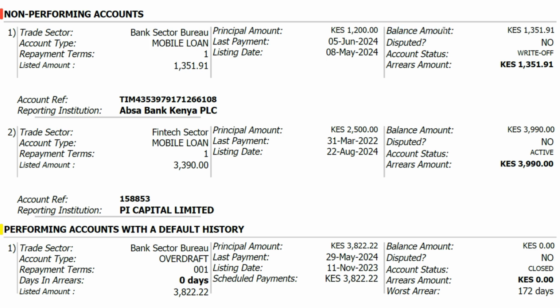If you go to the next section, we'll show you the balance amount. This is the amount that you are supposed to pay. And usually the balance amount will be equivalent to the arrears amount.